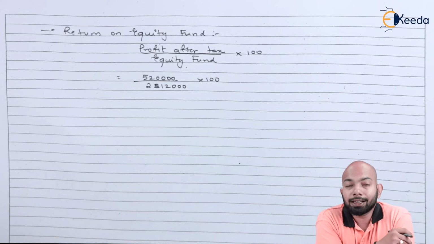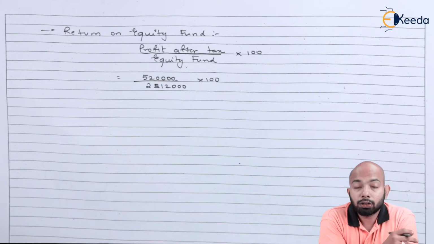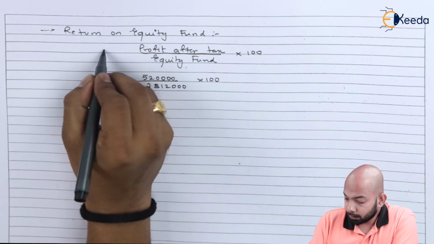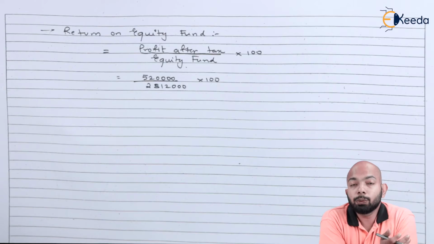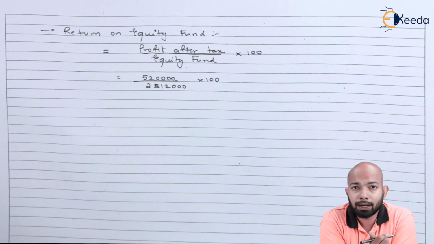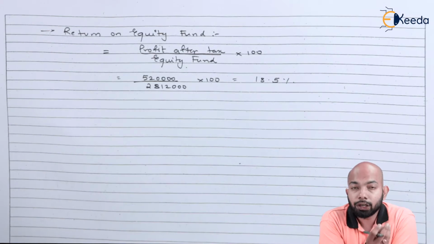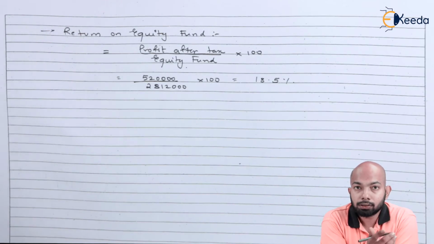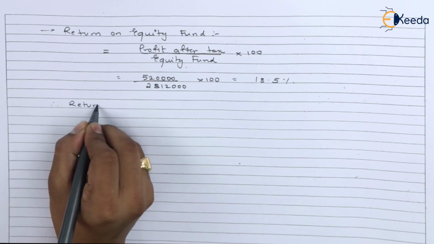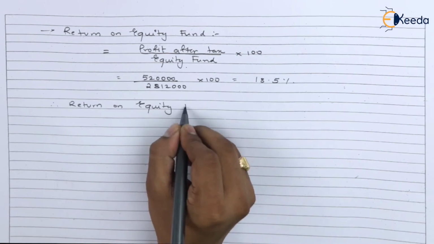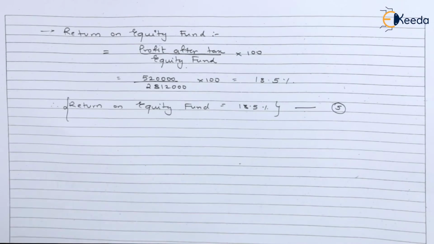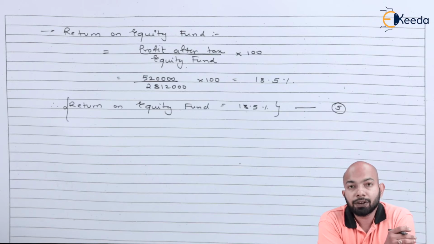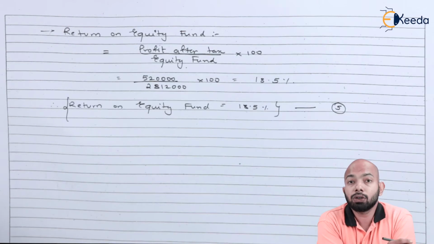Now the next ratio that we'll be calculating is return on equity fund. The formula has been mentioned down here. That is profit after tax, that is 5,20,000 upon equity fund or the proprietor fund, which has been already calculated as 28,12,000 multiplied by 100. So that gives you a value of 18.5%. That is the return. So the last ratio of profitability has been figured out, that is 18.5%, that is return on equity fund.